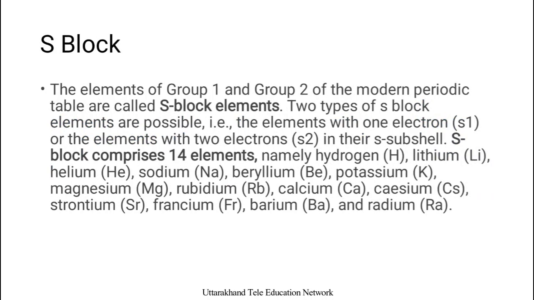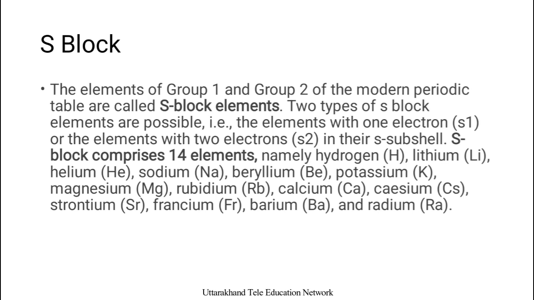We have 4 blocks, as I said in the beginning, that the periodic table was divided into 4 blocks. So the first block is called S block, and this block consists of groups 1 and 2 of the modern periodic table, called S block elements. Here the outermost electron is present in the s orbital, that is s1 and s2.